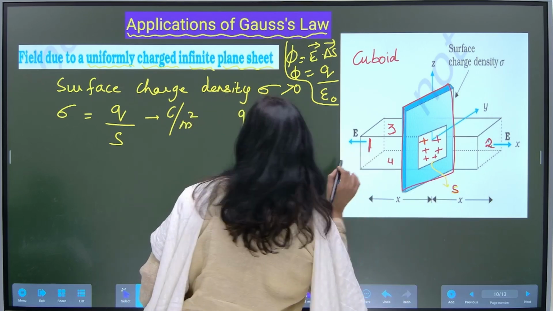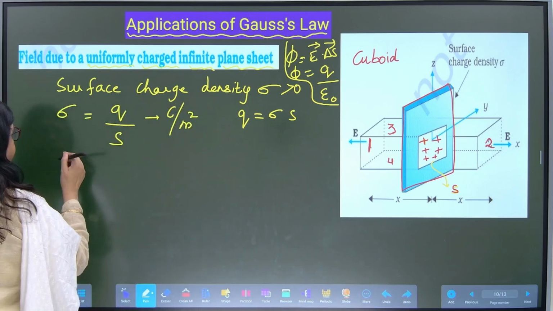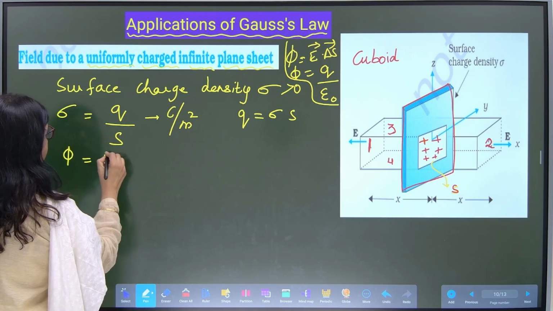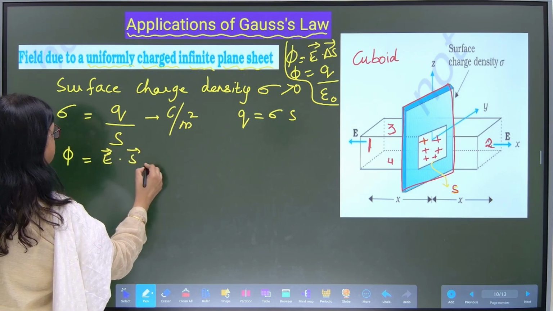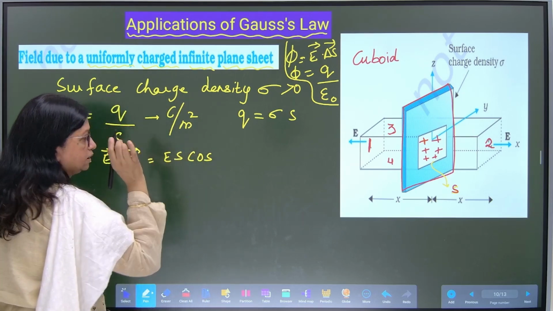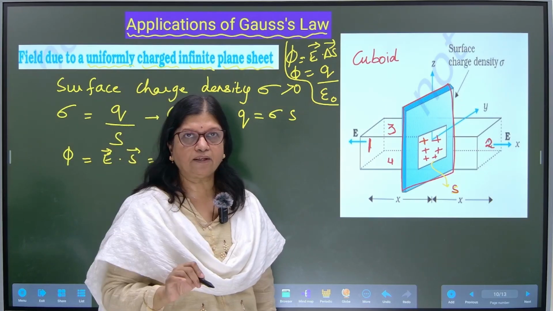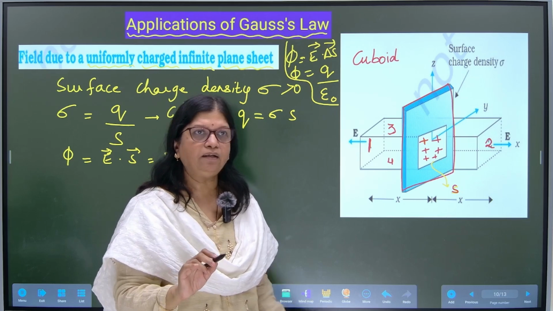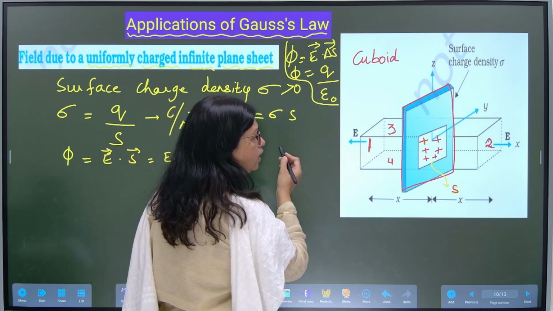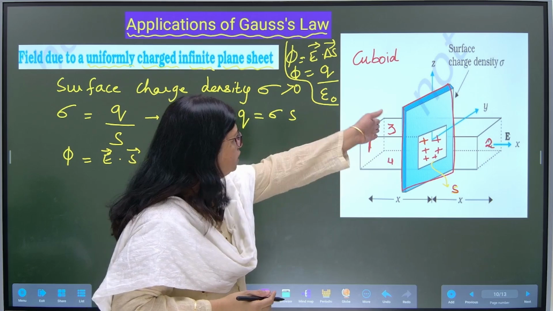Let us first talk about phi 1 for surface number 1. Phi 1 is equal to E dot S, which is equal to E S cos theta for this surface. Now what is theta? Theta is the angle between the electric field and the surface area element for this portion of the cuboid. Okay, so E is already given to us in this direction. Why is it given to us in this direction? Because the sheet is like this.